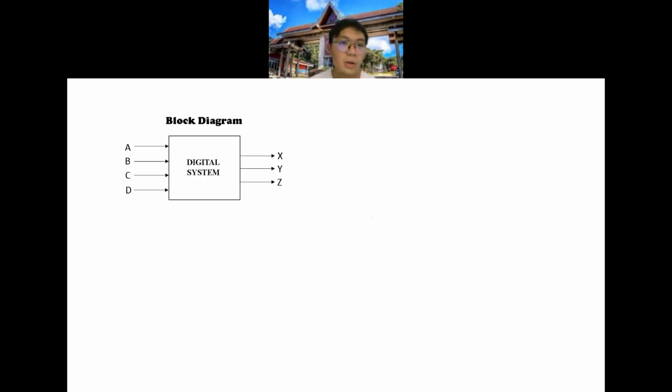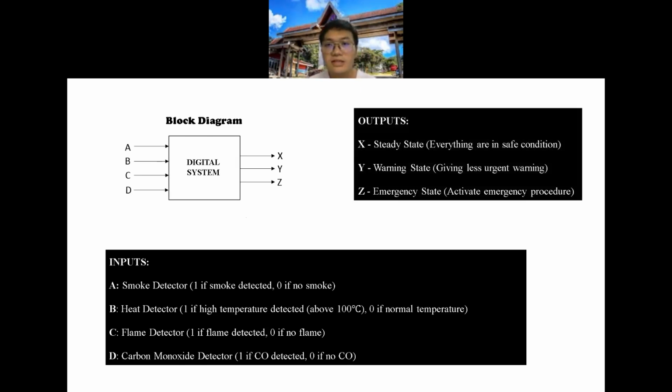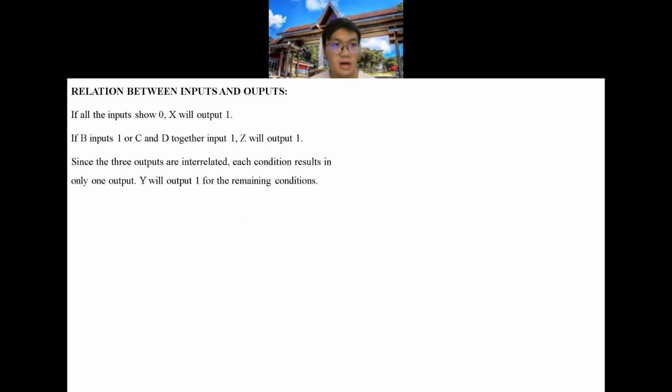For our block diagram, we have 4 inputs and 3 outputs. The 4 inputs are the smoke detector, heat detector, flame detector, and carbon monoxide detector. The 3 outputs are the steady state, X, the warning state, Y, and the emergency state, Z. Only when all the detector inputs show 0 will X output 1. For Z, when flame and carbon monoxide or heat detector inputs are high, it will output Z. For the rest, it will output Y.